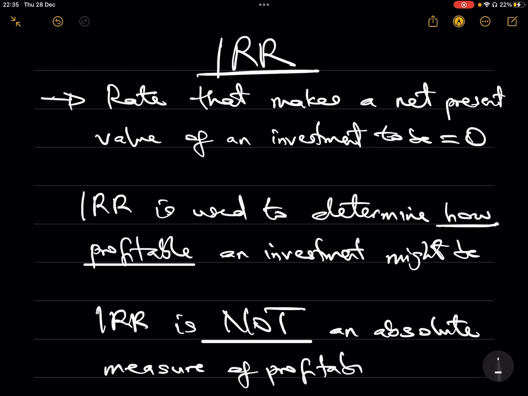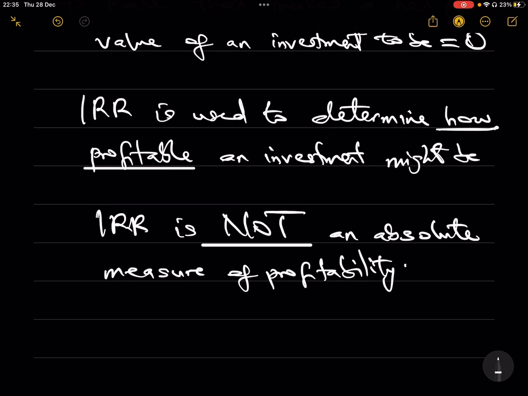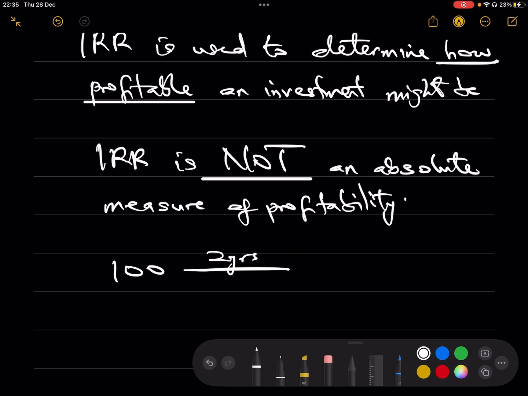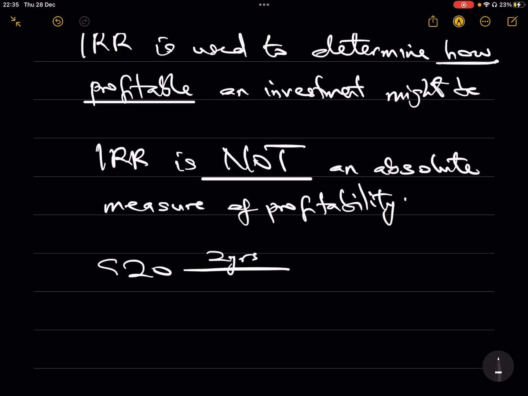So that you don't get confused, you will not use IRR to measure profitability, but you can use IRR to get an indication of profitability. And what do I mean by this? I'm going to break it down gradually now. So, what is an absolute measure? First of all, if you invest 100 over 2 years, well, let me not use 100. 100 is too common, so you don't get confused. Let me say you invest $20 over 2 years. And after 2 years, you get $24.